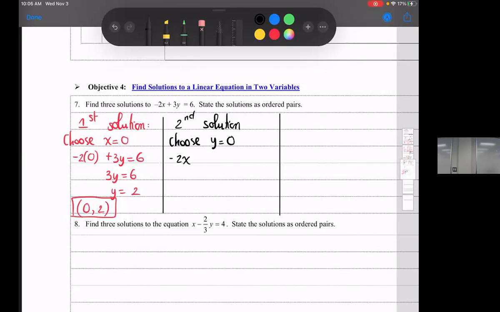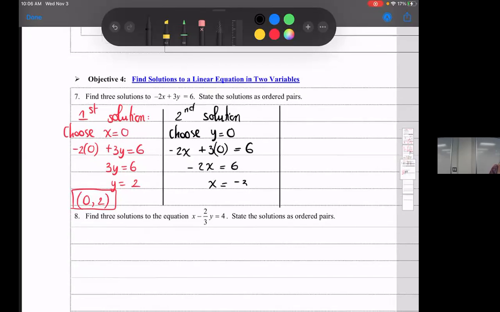Now you're going to do y equals 0. So I have negative 2x plus 3 times 0 equals 6. Well, 3 times 0 is 0, so it's just negative 2x equals 6. Divide both sides by negative 2, x equals negative 3. So I have negative 3 comma 0.